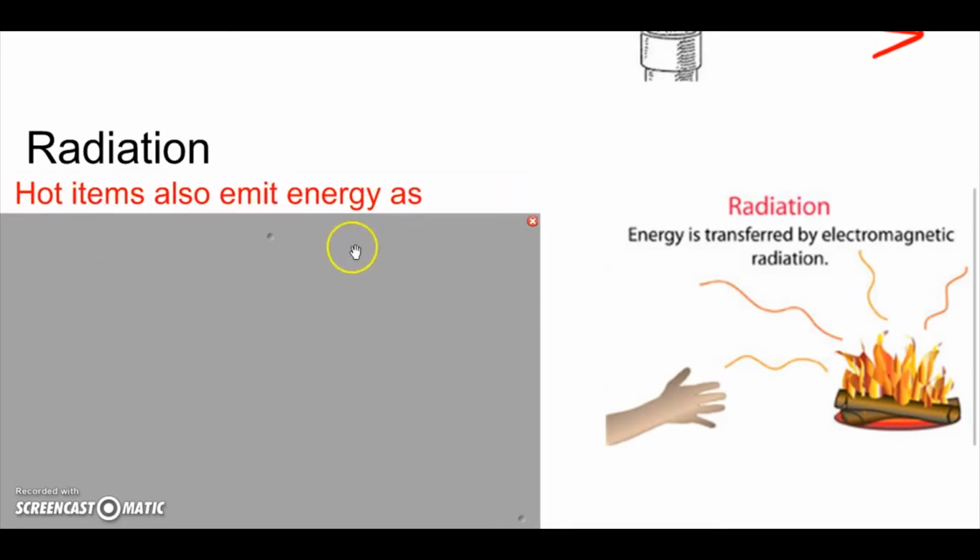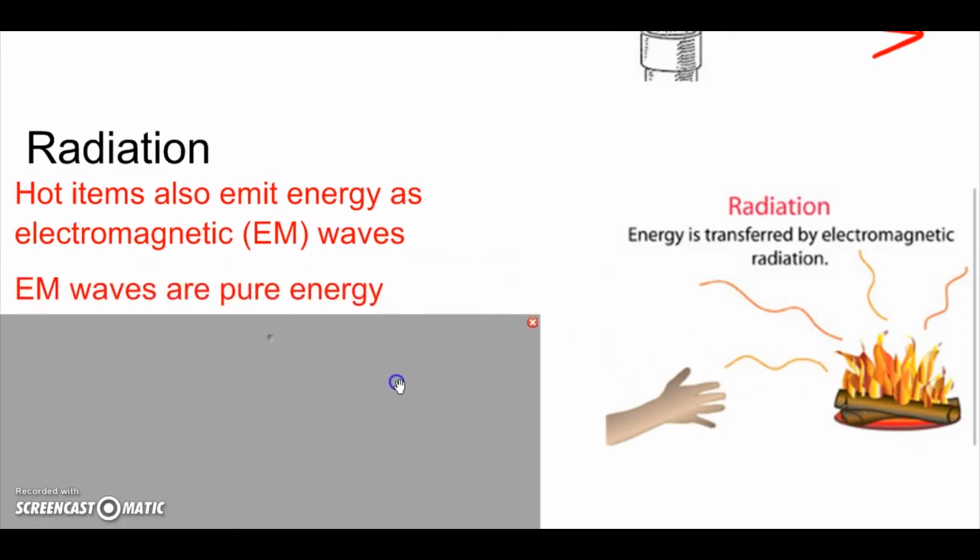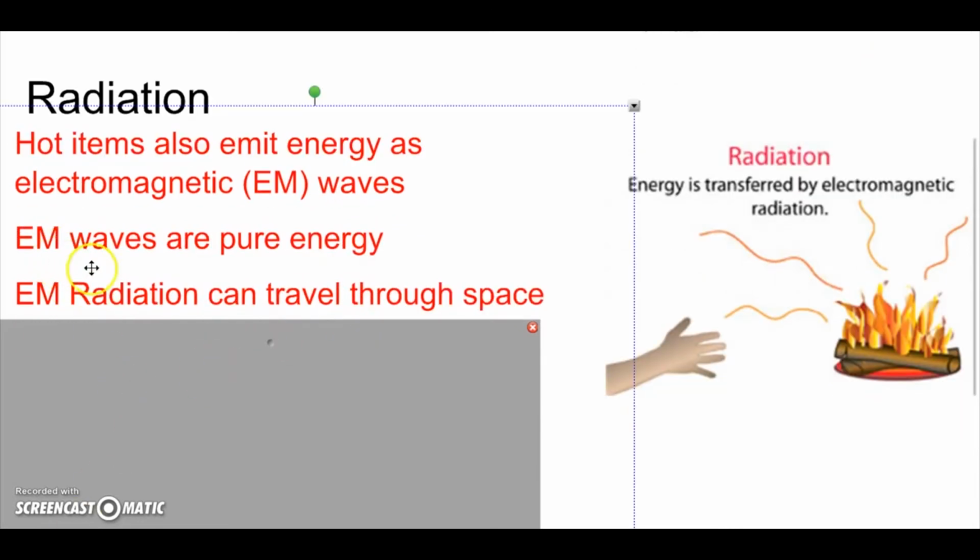Hot items emit energy as electromagnetic, or EM, waves. Now these waves are pure energy. Electromagnetic waves are just pure energy. EM radiation can travel through space because it's just a wave, a little packet of pure energy. It doesn't need to bounce. It doesn't matter if there are atoms there. It will go through nothing.